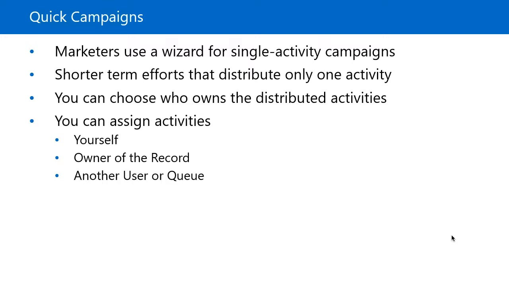After you create the quick campaign, Dynamics 365 creates and distributes the activities to the selected accounts, contacts, or leads. Once it's been created and distributed, the assigned user can view and take action on the campaign activities and the responses. The records for the customers can be viewed and reports can be run to analyze the effectiveness of that quick campaign.